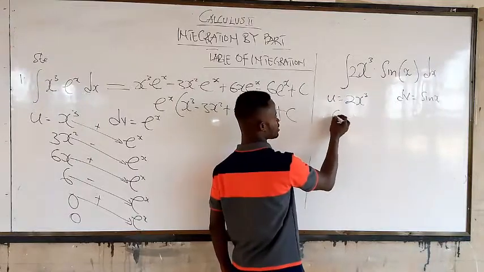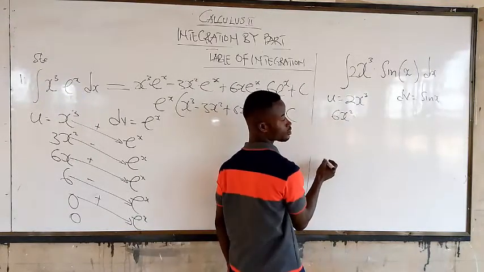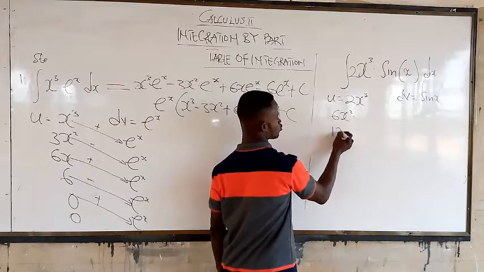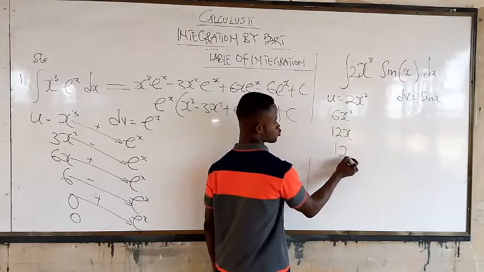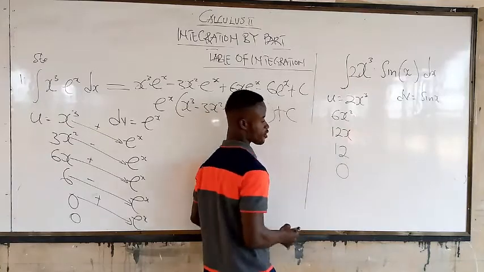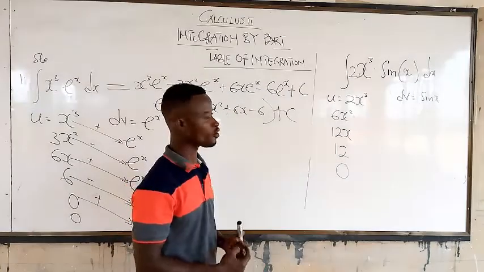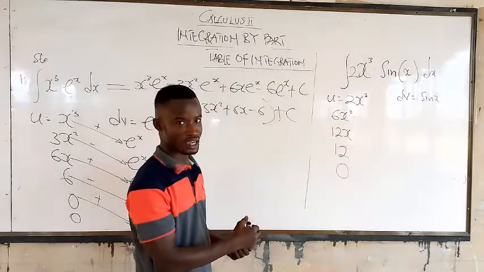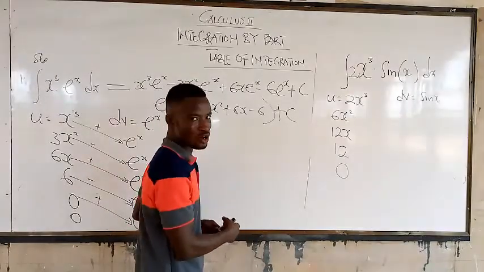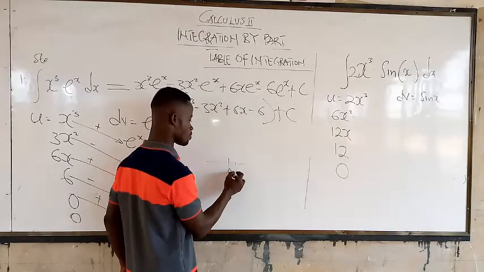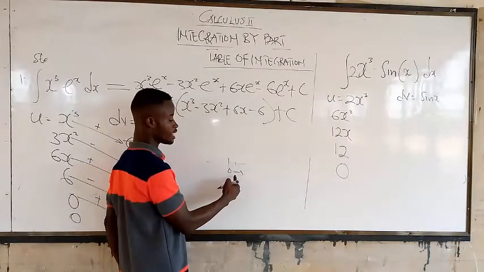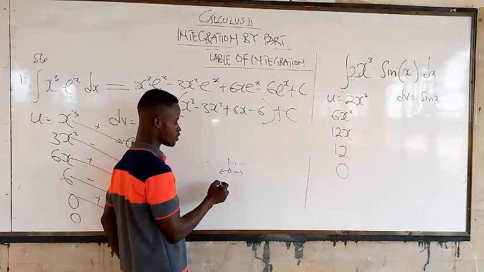Differentiate this, you get 6x squared. Then 12x. Then 12, then 0. Hope you can see how it was terminating. Alright. But looking at something, it's like a number line. Here is 0, here are positive values, here are negative values.